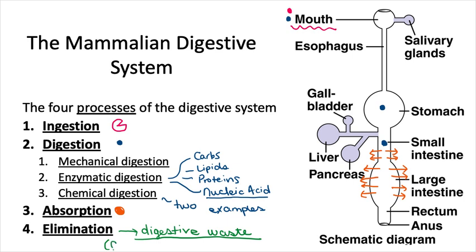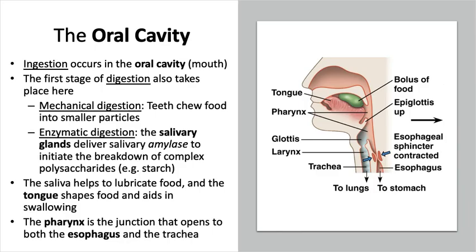So our digestive waste is feces or fecal matter, and this is going to come out of the other end of the digestive tract, which is the anus. So that will be where elimination occurs. All right. And again, we are going to take a linear approach from the mouth down to the anus, and we are going to discuss these processes as they occur.